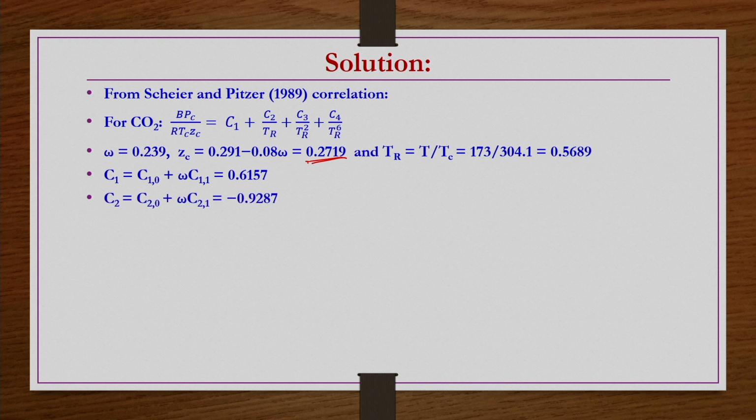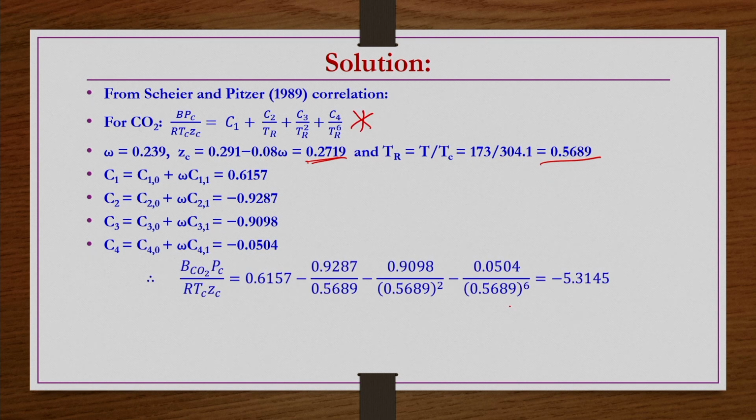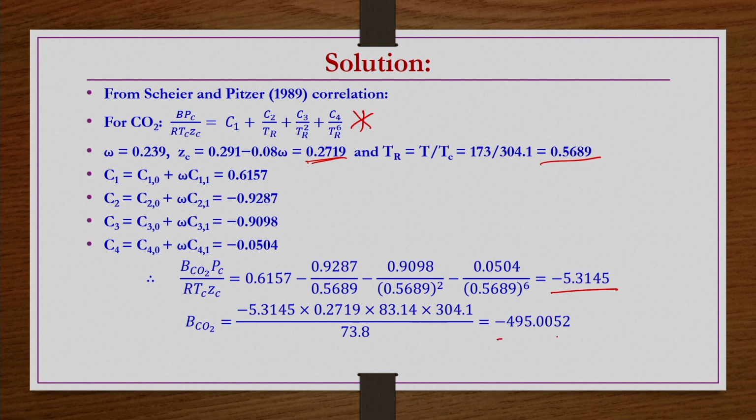So, C1 you get this value, likewise C2 you get this value, C3 this value and C4 this value. TR you already got as 0.5689. If you substitute this information in this correlation, you will get B_CO2 Pc by R Tc Zc as minus 5.3145. From here B_CO2 you can find as minus 495.0052 centimeter cube per mole.